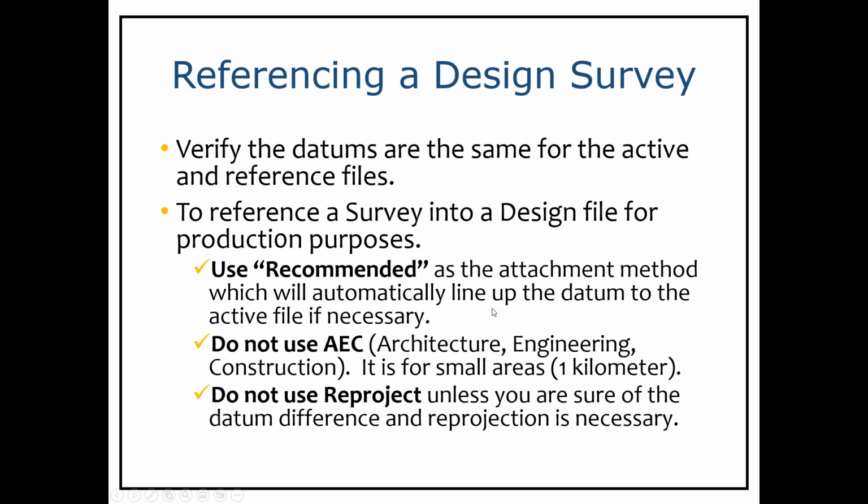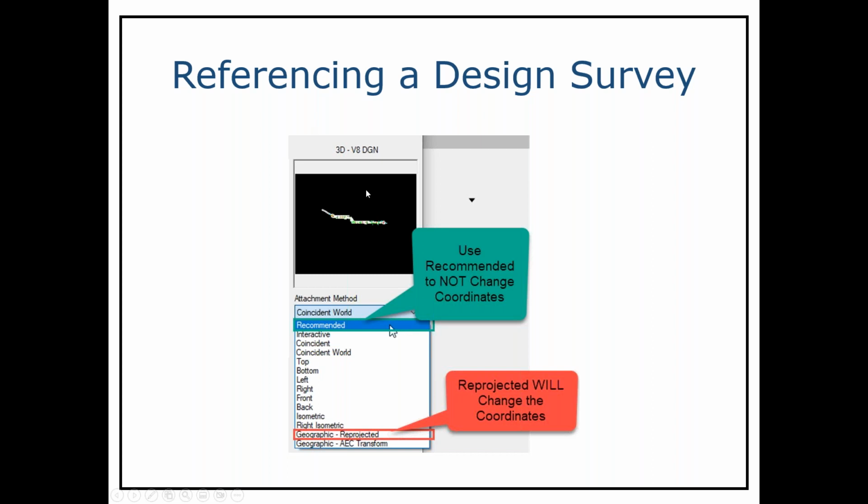This is when you're referencing, okay? And this is what it'll look like. So when you go to do that attachment method and you go to coincident world, you'll see that at the top was the choice that was there. So I did the drop down. You'll see recommended. That will be about the same as interactive coincident or coincident world in this case. Reprojection is down here. If you choose reproject, it will reproject it.